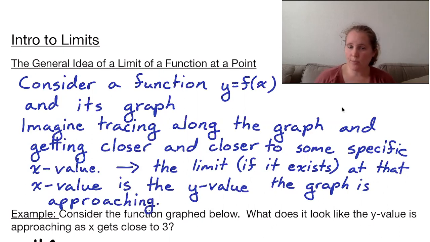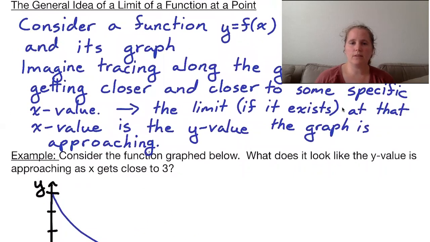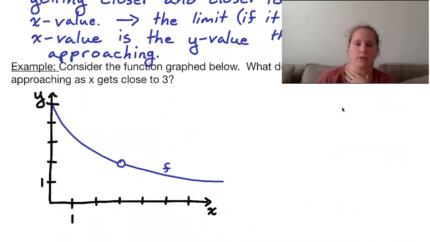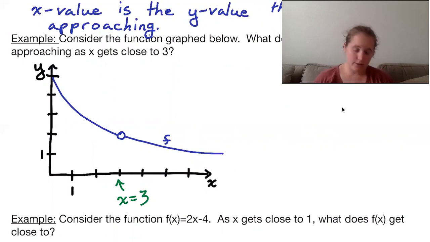So I have an example below. Consider the function graph below. What does the y value look like it is approaching as x gets close to 3? So here's our graph. We want to find x equals 3, which is here. Then we are going to trace along our graph and get closer and closer to x equals 3. Let's start way over at x equals 1 and trace along the graph.